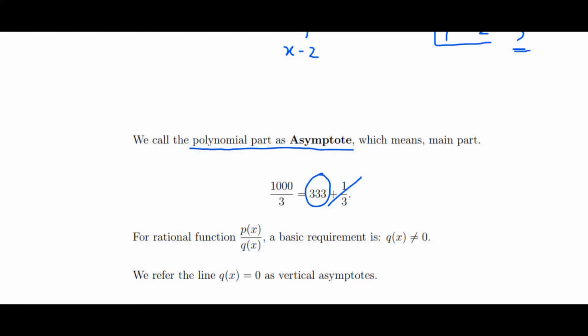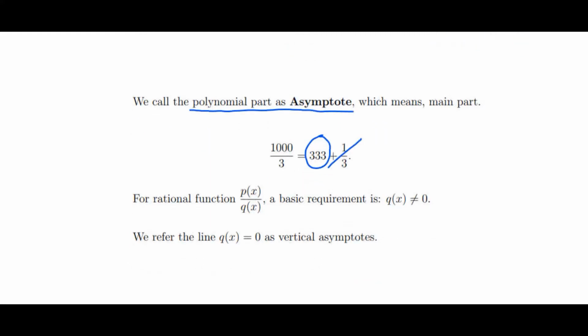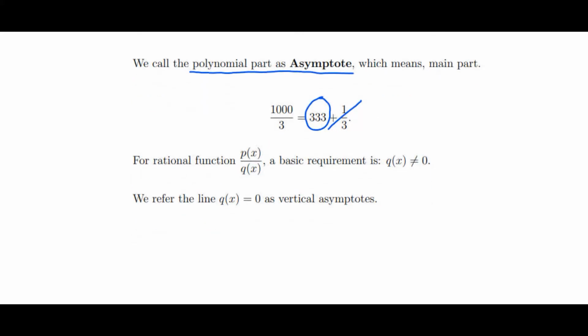So if q(x) equals 0, then we call this an asymptote, because when the denominator is close to 0, this rational number becomes quite big. So this is also a main part, right? We call this a vertical asymptote.